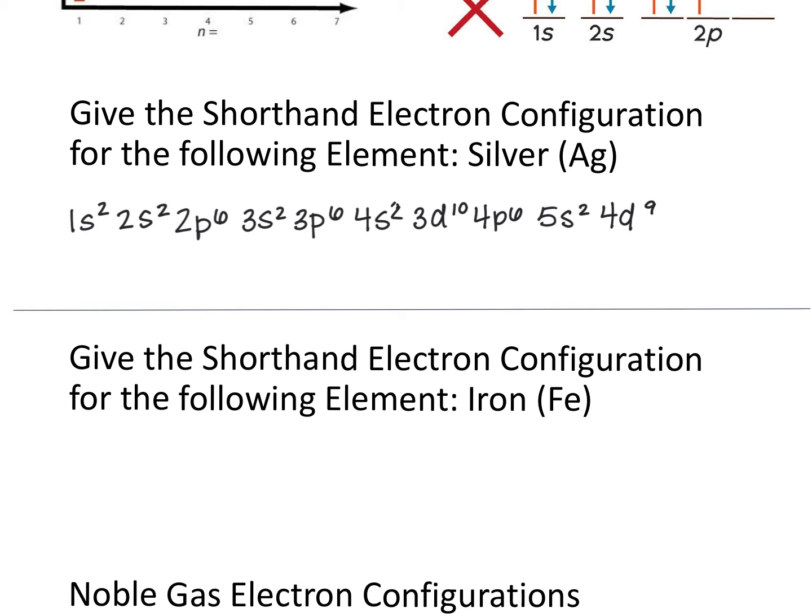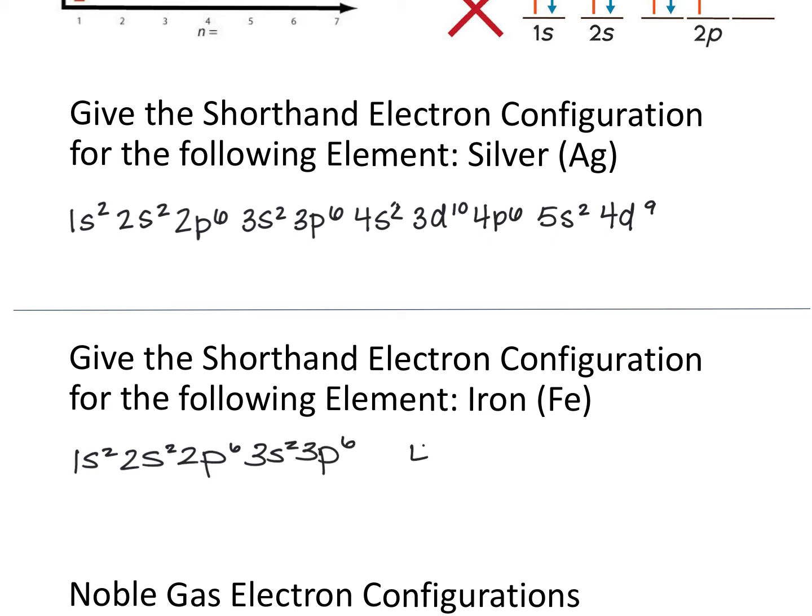Now we've done silver together, why don't you pause the video and try iron on your own? Just like silver, I'm going to start where I began, start from the beginning. So I do 1s2. I go from 1s to the second energy level. In this case, I fill it. I go to the third energy level, and again, I fill that one as well.